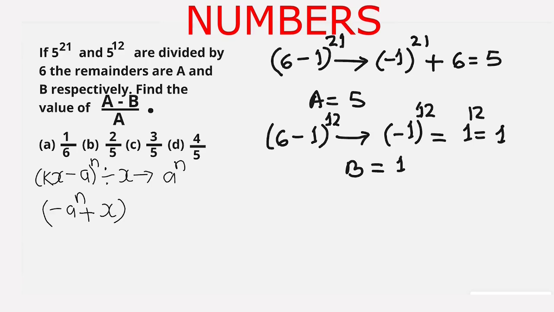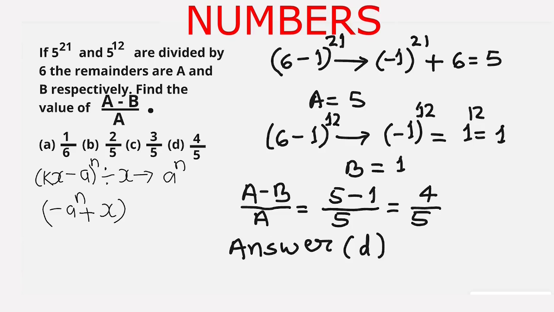Now we have to find the value of A minus B upon A. A is 5 minus B is 1 upon A is 5. So this is equal to 5 minus 1 is 4 upon 5. And from the given options, our answer is option D, 4 upon 5.